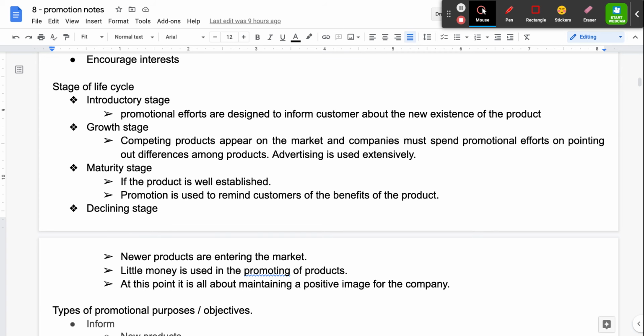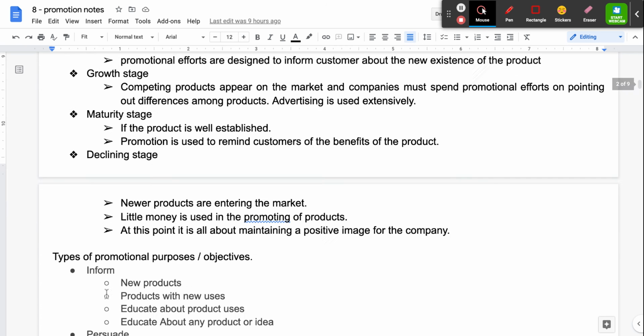As we talked about, there's four stages of the product life cycle: introduction, growth, maturity, and decline. And things change as you're going through because your product is in a different place. So you have to take that into account when you're putting your promotion together so that you can make sure you're reaching the proper target market.